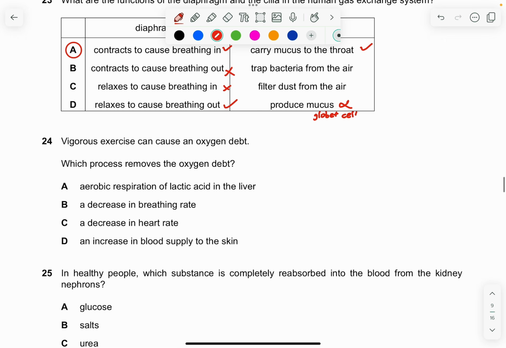Question 24. Vigorous exercise can cause an oxygen debt. Which process removes the oxygen debt? So basically, when you have oxygen debt, it means that there's also lactic acid in the liver at the same time. So how are you going to return back to normal, to make sure that oxygen comes back to you normally, like during a resting position? It is by undergoing aerobic respiration to remove the lactic acid in the liver. So the lactic acid can be removed and then you can start to breathe in normally. Okay, so the answer is A.